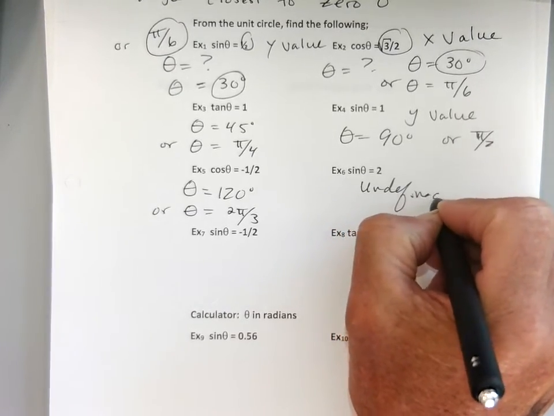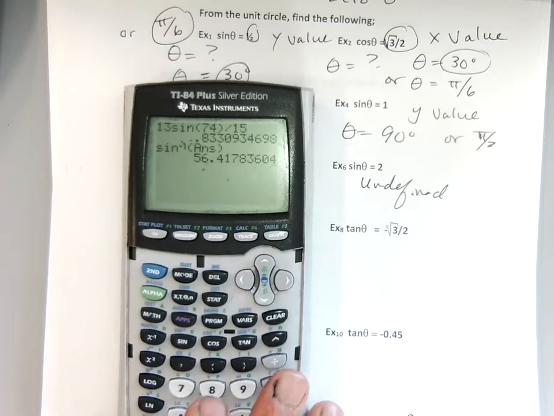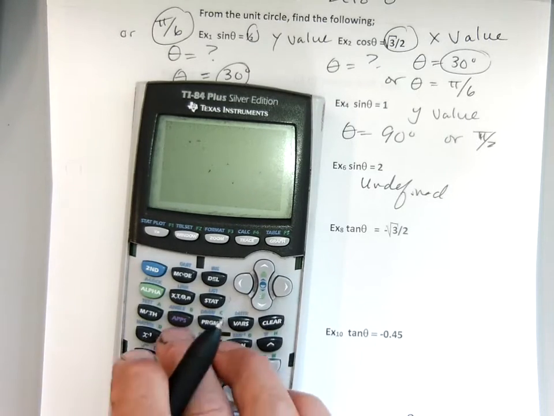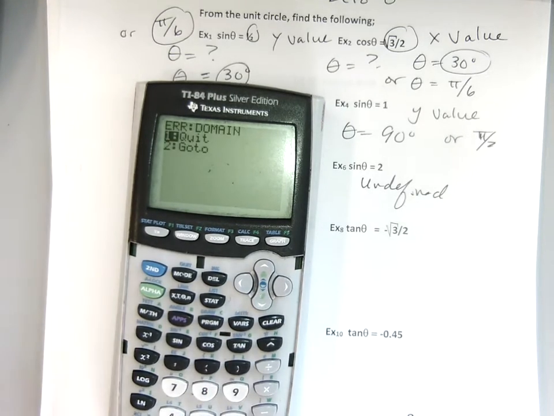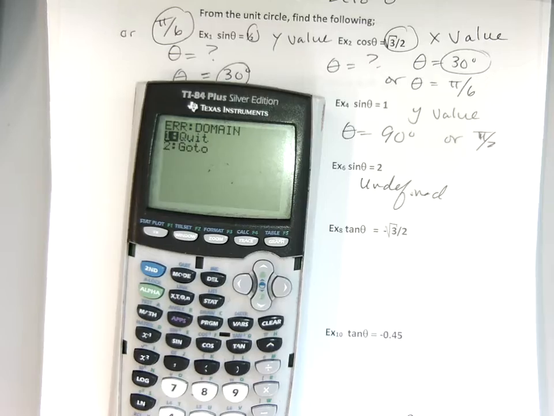In fact, even if we tried it on our calculator, we go sine inverse of 2. Same thing, it's going to give me an error. You can't, because our circle has a radius of 1, correct? It does not have a radius of 2. Nice job, Smarty. There you go. So undefined.